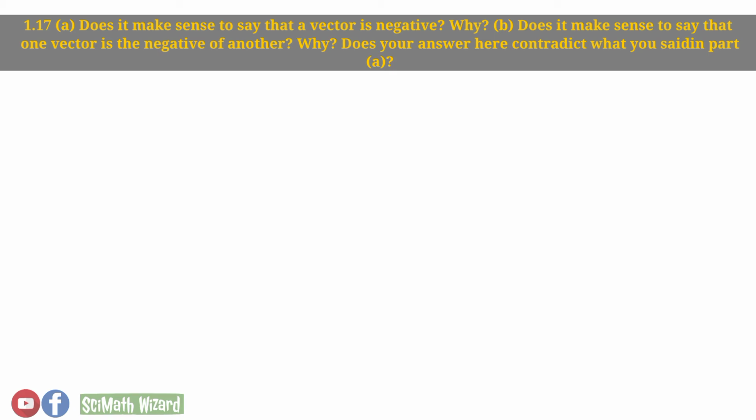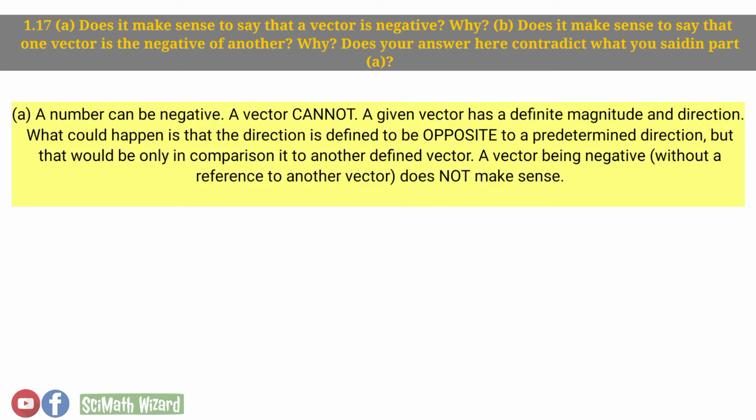Question 1.17: A. Does it make sense to say that a vector is negative? Why? B. Does it make sense to say that one vector is the negative of another? Why? Does your answer here contradict what you said in part A, that a number can be negative? A vector cannot be negative. A given vector has a definite magnitude and direction. What could happen is that the direction is defined to be opposite to a predetermined direction, but that would be only in comparison to another defined vector. A vector being negative, without a reference to another vector, does not make sense.